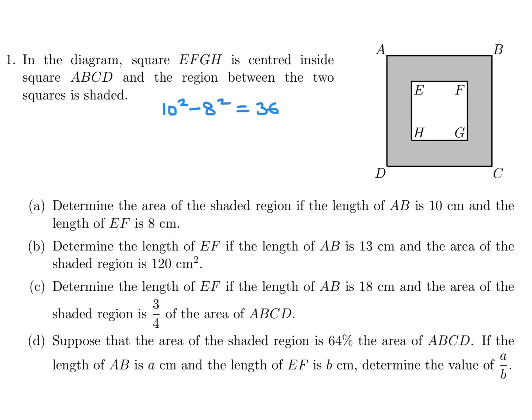Part B, determine the length EF if the length of AB is 13 and the area is 120. So a little bit different this time. This is 13 squared now. The EF, I guess we have to figure that out. EF squared, and they're telling us that's 120. So that's 169 minus 120, which is 49. And that's EF squared, so EF would be 7.